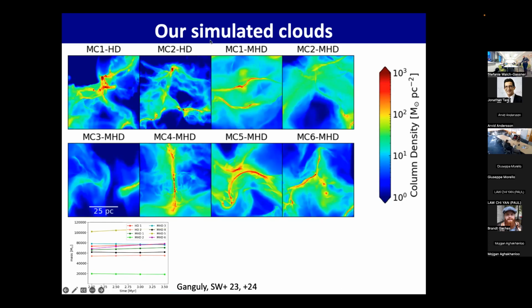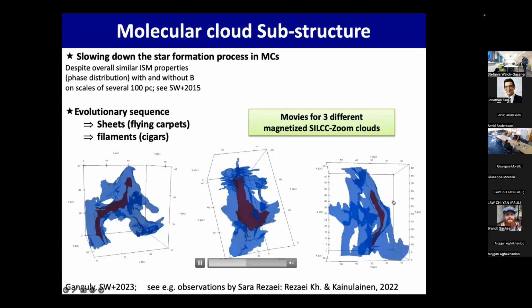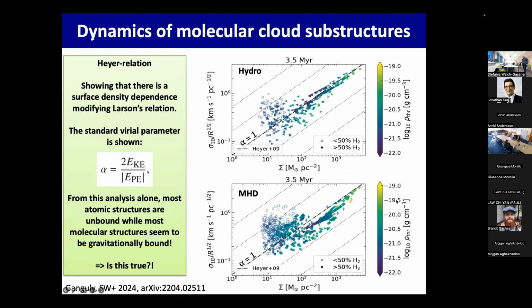Unless we distinguish between hydro and MHD. So we have here 2 hydro clouds, which we put in the sample, and the rest are MHD clouds. Here we use a typical magnetic field strength of 3 microgauss in the beginning, and then it develops. And all the clouds have masses around 100,000 solar masses or so in total gas mass. You can see here the sheet-like structures on the large scales for a few.